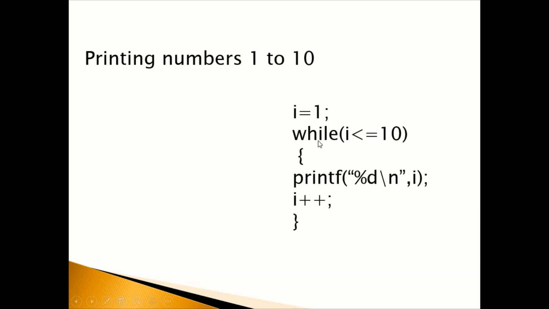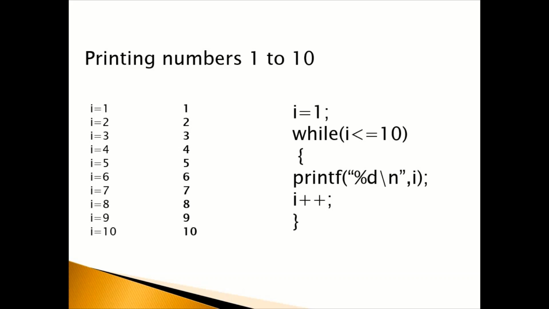So this process continues up to I equal to 10. Here, the stepwise printing of values is shown. When I is equal to 1, the condition is true. 1 is printed on the screen. After I++, it becomes 2. 2 is printed. I++, the value of I becomes 3. 3 is printed. Like this, it prints all the numbers up to 10.